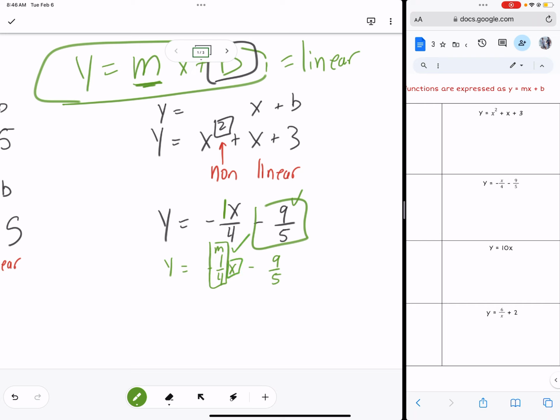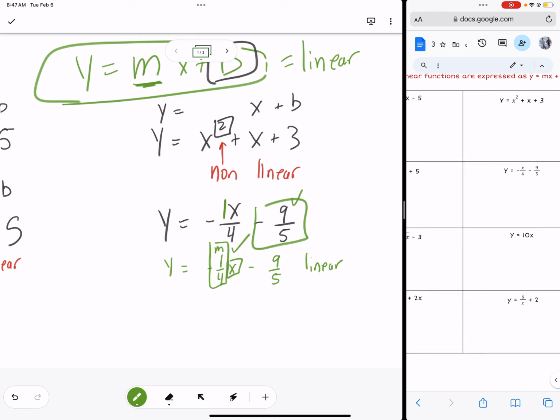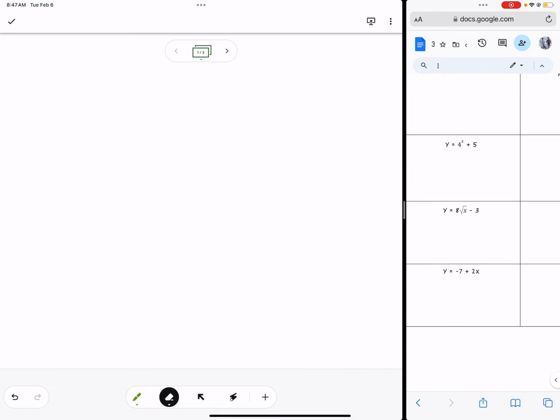And does x have an exponent, or is it just x? It's just x. So is this linear? This is linear, right? So x is allowed to be divided by something. That is still linear. You can still divide x. So that's linear. Do you guys all have the first four? Yeah. All right, so let's do the bottom four now.